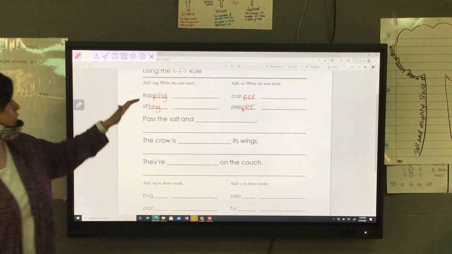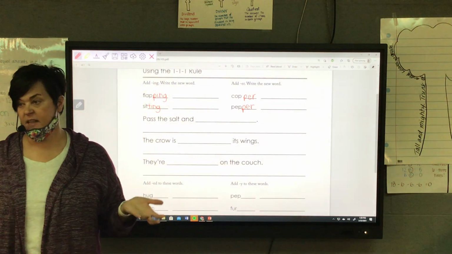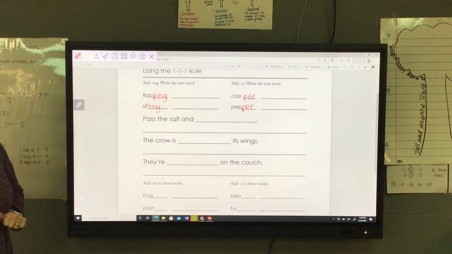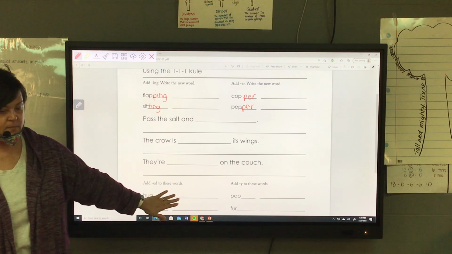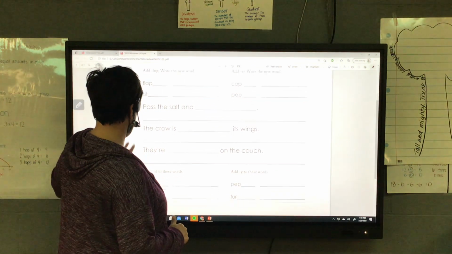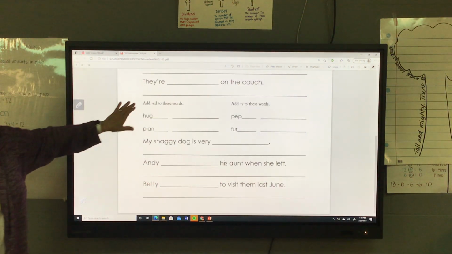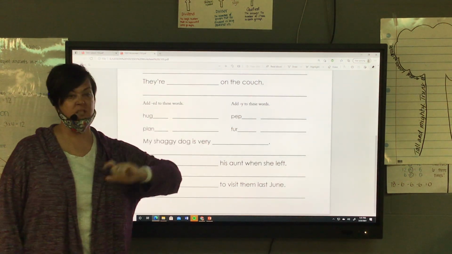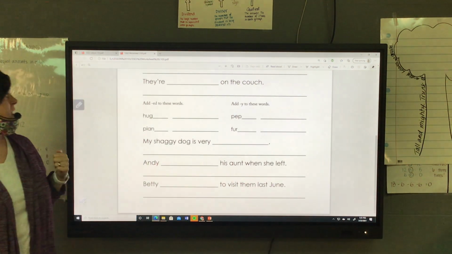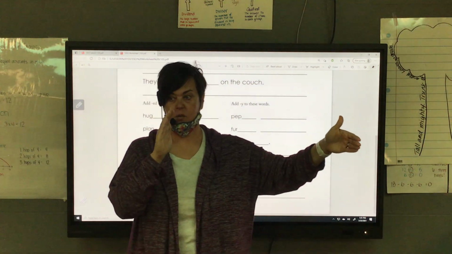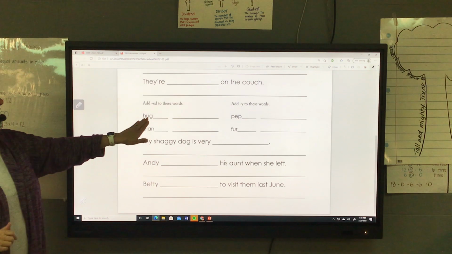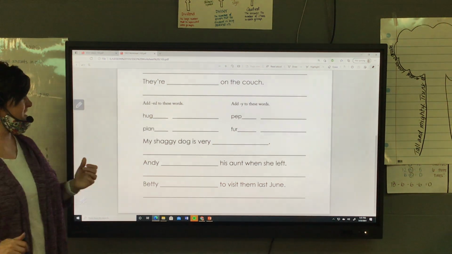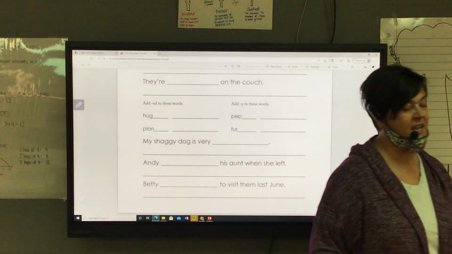Okay, now you're going to use some of these words that you just created up there. Not all of them. And you're going to complete the three sentences here. Okay? But look down at the bottom section. All right, we are adding ED, the ed, and the Y. What does Y at the end of a word say? E. We're still using that 1-1-1 rule. Okay? So we want hug to now say hugged. Finish writing it how it should be written for it to say hugged. And then do the same for plan. We want it to now say planned.